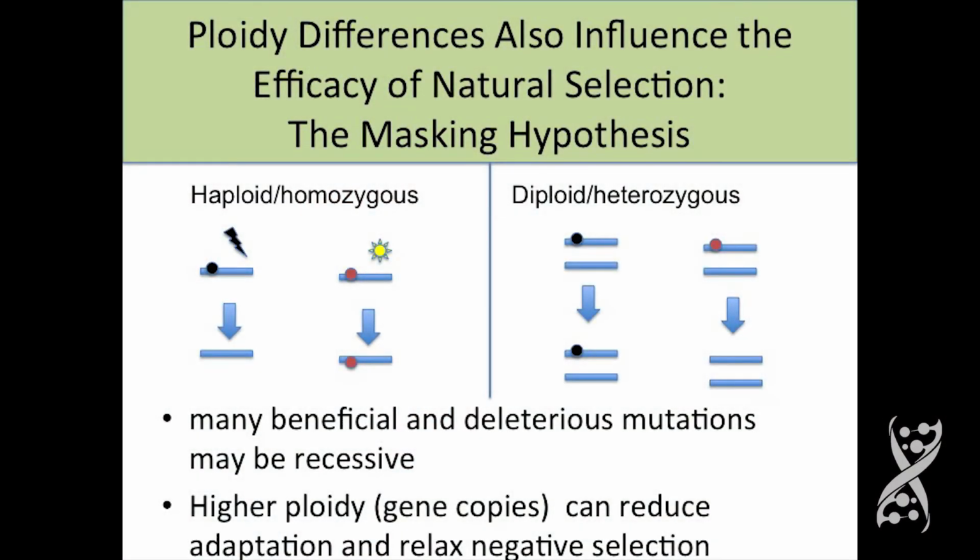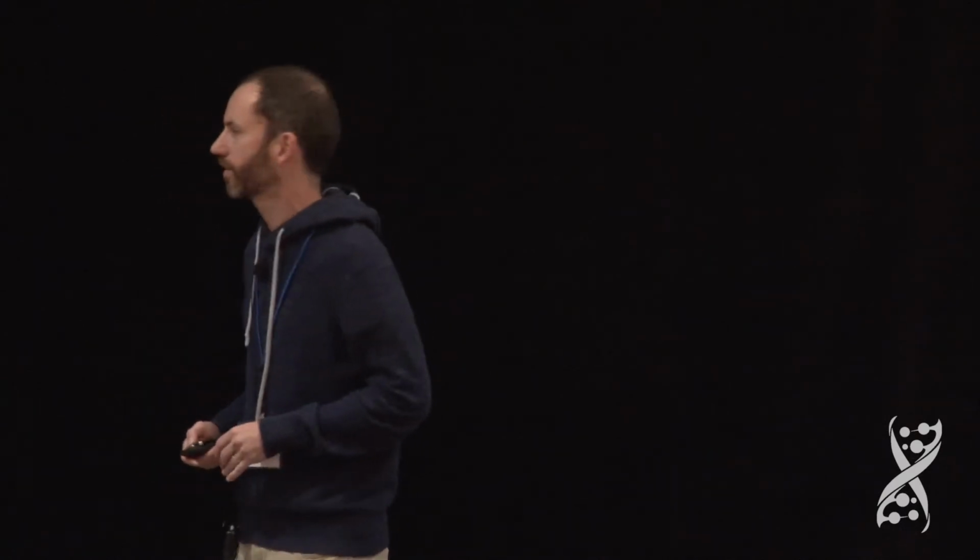Okay, so if we have a haploid or homozygous condition, and we have a deleterious mutation or a beneficial mutation, they're going to be seen by selection, right? So a strongly deleterious mutation will be eliminated if it's haploid. A beneficial mutation will spread. However, in the case of diploid or heterozygous states, or if we have a polyploid, for example, you can get greater masking of these deleterious mutations, and they're more likely to persist, and beneficial mutations are more likely to be lost. Okay, so higher ploidy can also weaken the efficacy of natural selection.